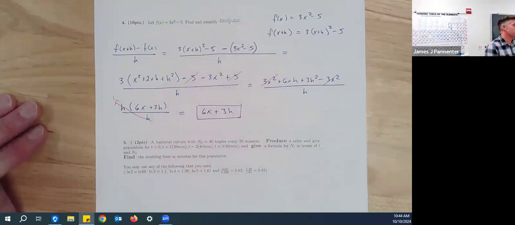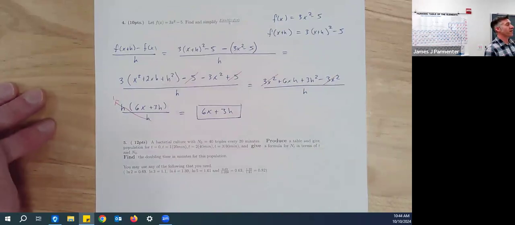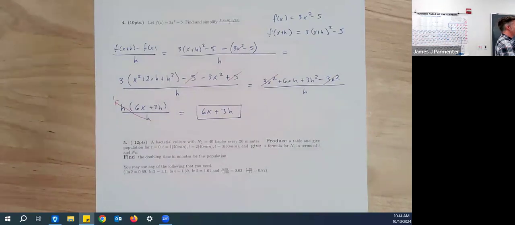And then, as we'll see in the near future, this is very intimately related to the limit definition of the derivative. We're just not there yet. But if you're thinking about how the derivative of this function will be 6x, that's how we're getting there.